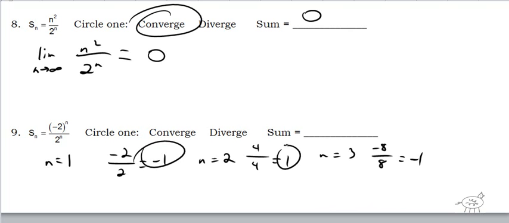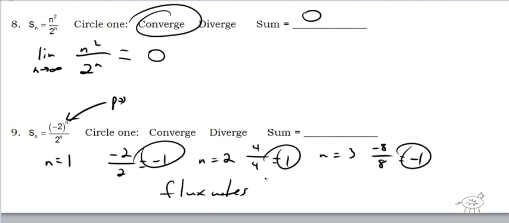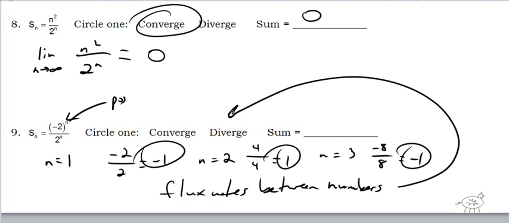So look what's going on, math fans. It's going negative 1, 1, negative 1, 1. So when it's an even power, the top is going to be positive. The bottom's always going to be positive. So it's fluctuating between negative 1 and 1. So is it going to a number? Nope, it is not going to a number. So if it fluctuates between numbers, then it diverges. Okay? So it diverges, and there's no sum.